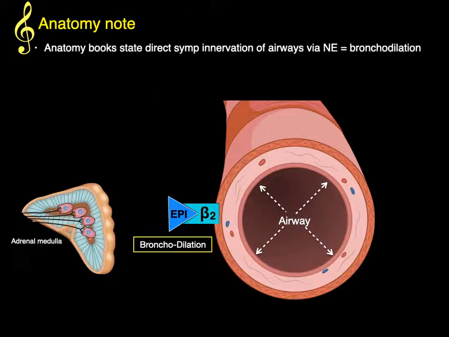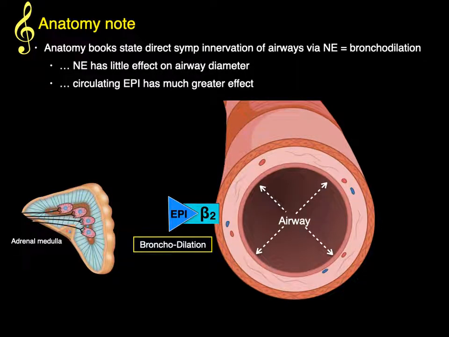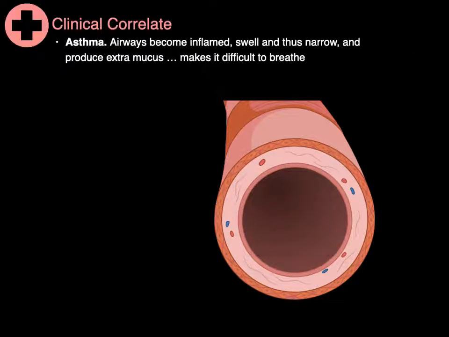Now, a little anatomy note is that anatomy books often state that direct sympathetic innervation of the airways via norepinephrine causes bronchodilation. Norepinephrine actually has very little effect on the airway diameter, which is why circulating epinephrine has a much greater effect. So for people who have anaphylactic shock and their airways are constricting, an EpiPen is what is given, because that epinephrine can cause those airways to dilate.